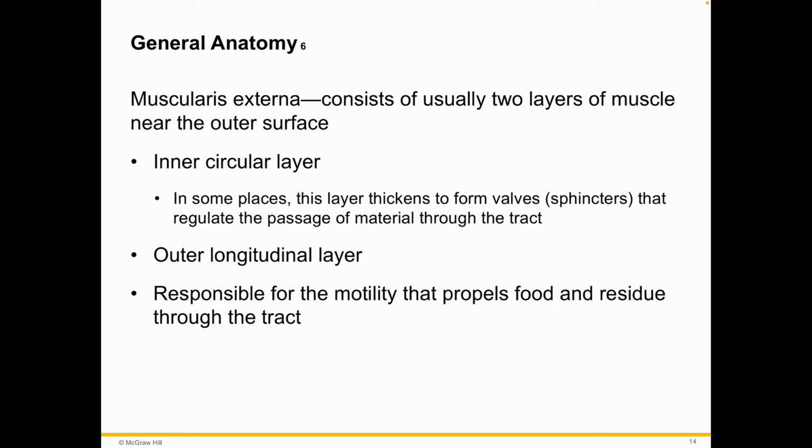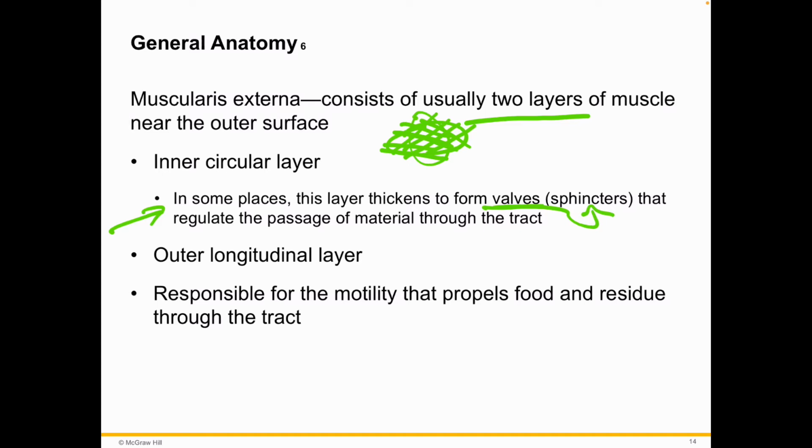Muscularis externa. So these are the two layers of opposite running muscle, along the internal, external component of the outer layer of the alimentary canal, especially think intestines, large intestine, small intestines, all that good stuff. So the inner circular layer can get pretty thick and it can actually form valves, which we refer to as sphincters, which act as doors to the rest of the digestive tract.